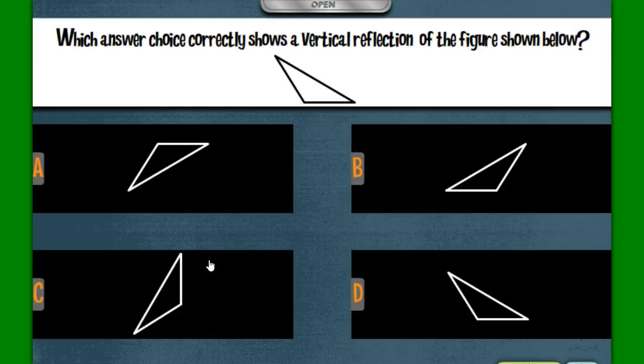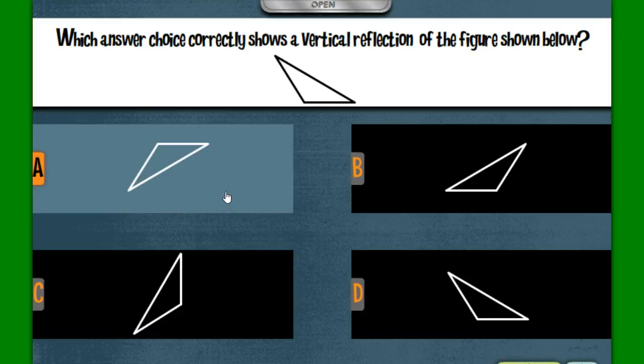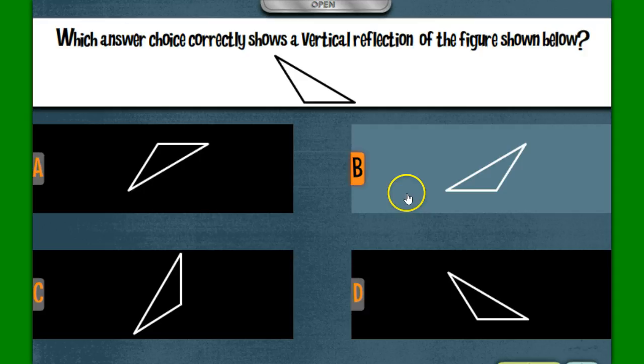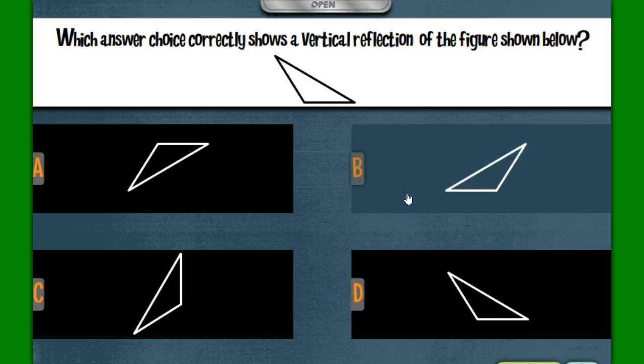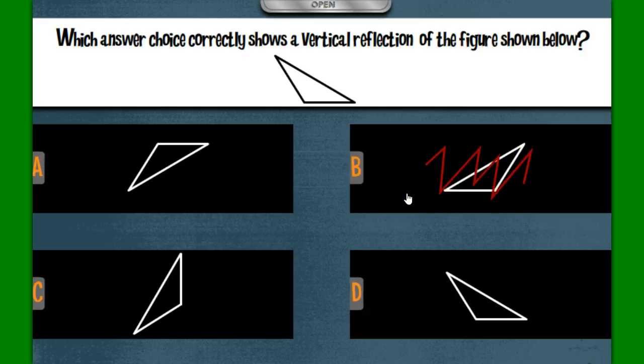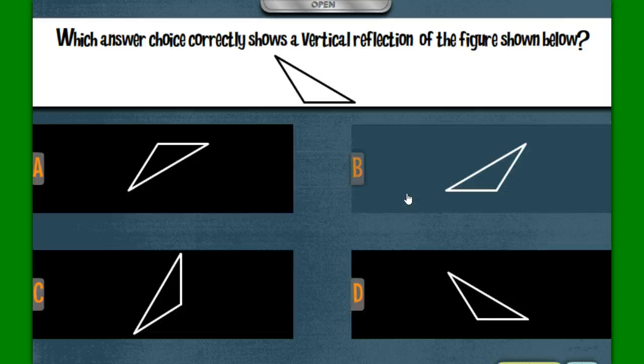3. Which answer choice correctly shows a vertical reflection of the figure shown below? A. B. Looks like you missed this one. B is not the correct answer because it shows a rotation of the object. Let's try the same question again. Which answer choice correctly shows a vertical reflection of the figure shown below?